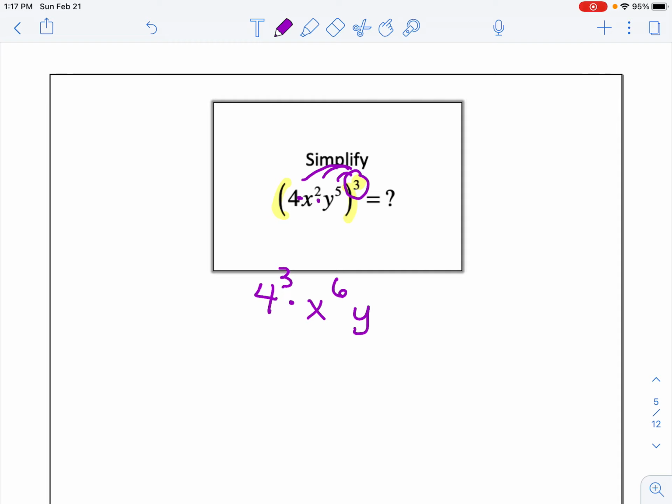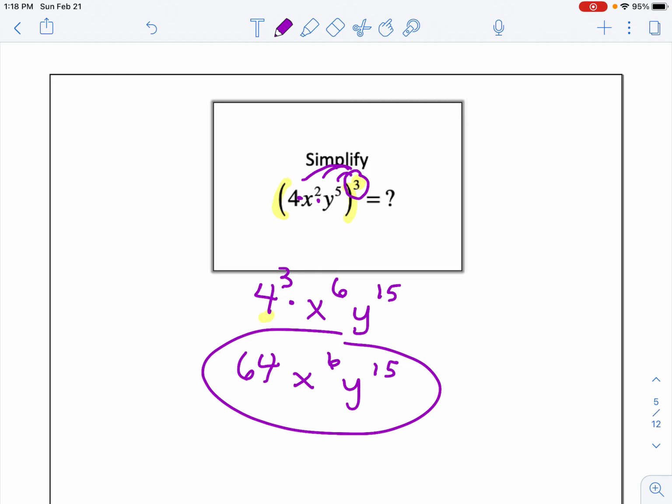Again, power to a power is more powerful. So we're going to multiply those exponents to get y to the 15th. Now we don't leave our answer like that because we can still simplify. 4 to the 3rd power is 4 times 4 times 4, which is 64. So we get 64x to the 6th, y to the 15th as our answer.